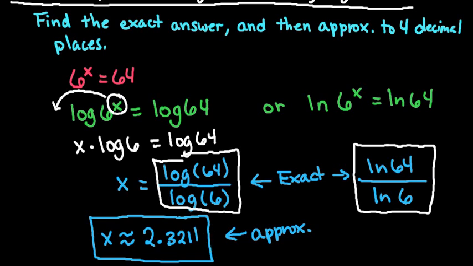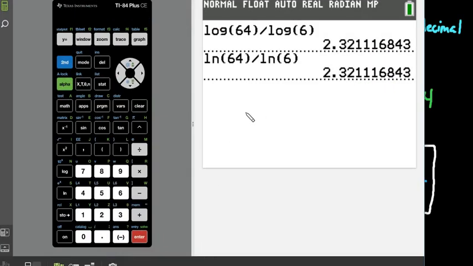And with this, just to show you that it does work, I can take 6 to the, and I'm actually going to type in the answer, the 2.3211, and hit enter. Notice it does give me 64. So it just shows that this value does work in our original equation.